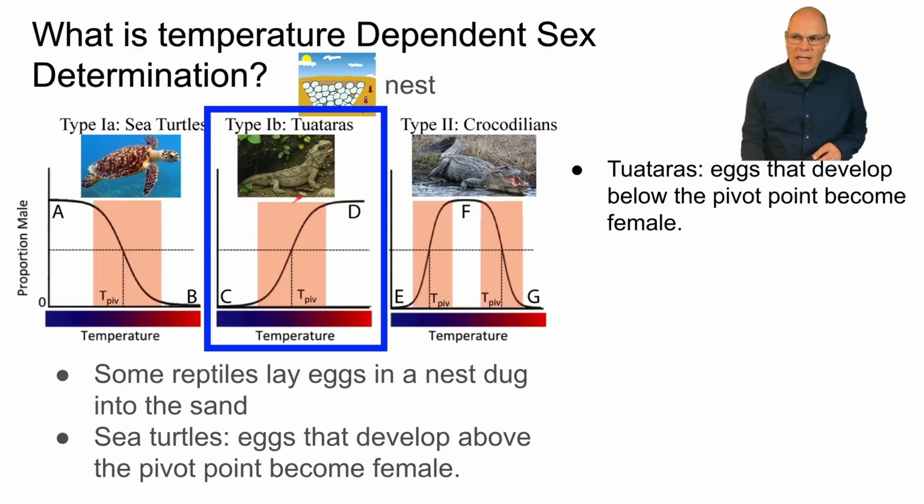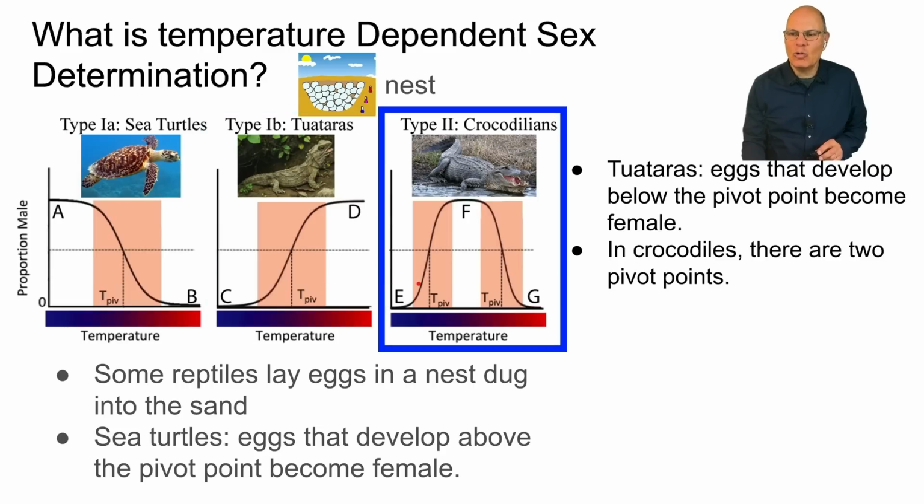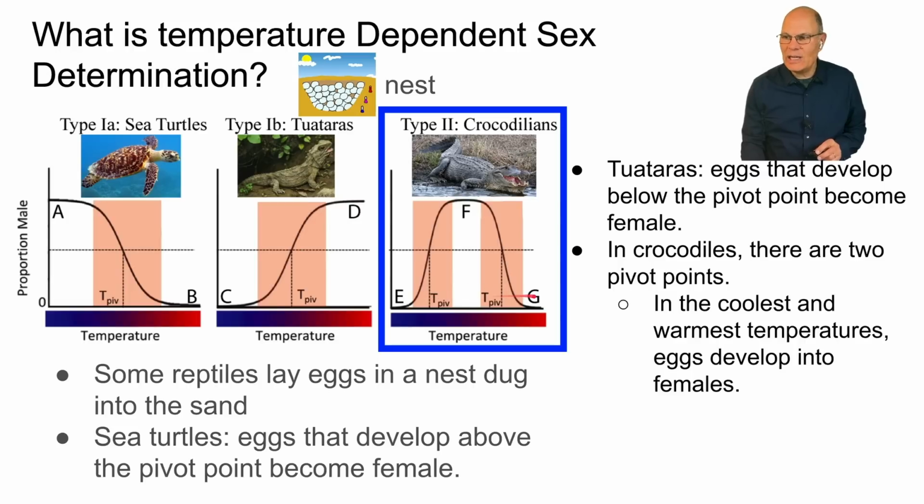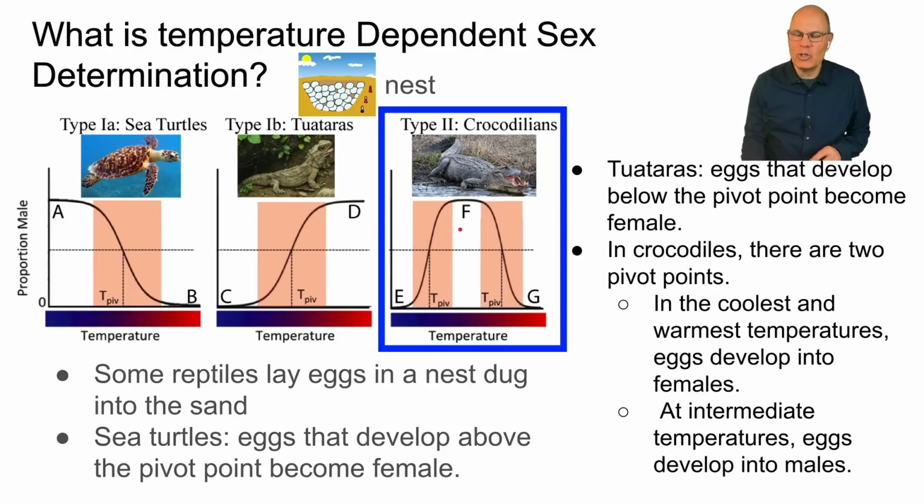In another kind of reptile called a tuatara, it's the opposite. So basically, if you develop above the pivot point, then you have a higher chance of being a male. If you're below the pivot point, then the proportion of males goes down. You have a higher chance of being a female. And in crocodiles, there are two pivot points, a low temperature one and a high temperature one. In the coolest and the warmest temperatures, the eggs develop into females. In other words, the proportion male is way down. But at intermediate temperatures over here, the eggs develop into males.